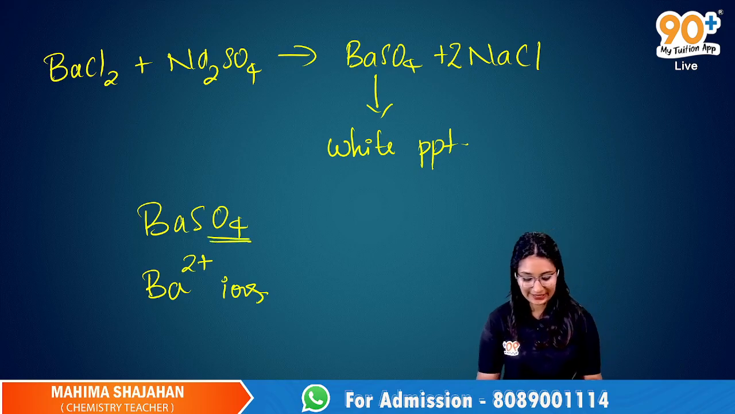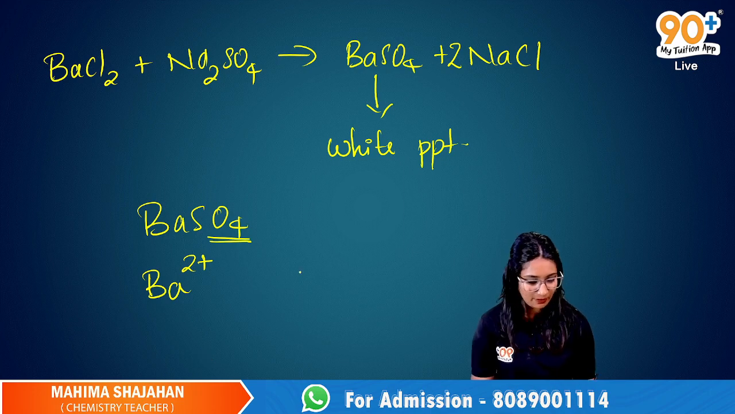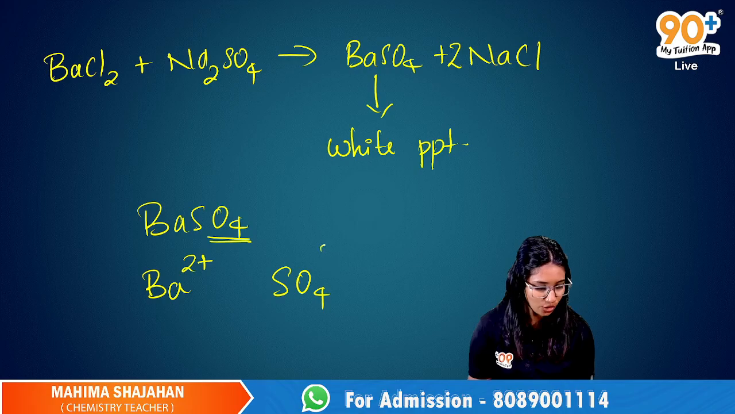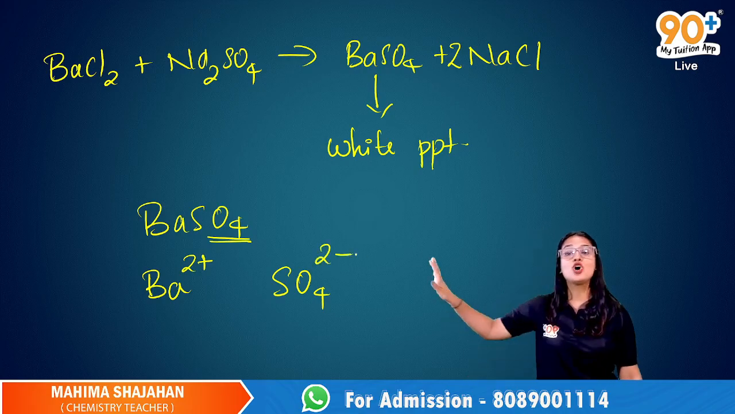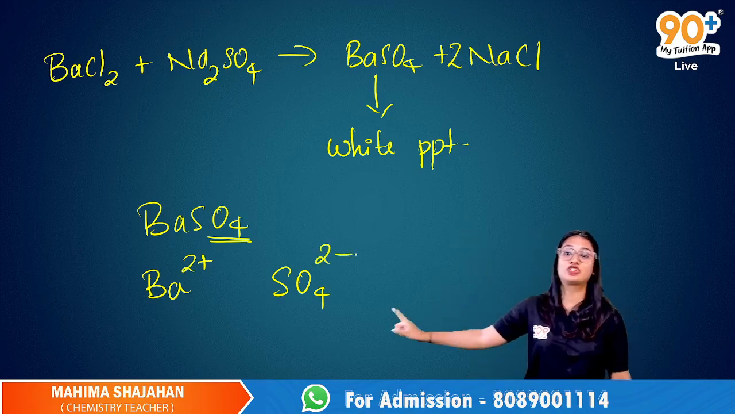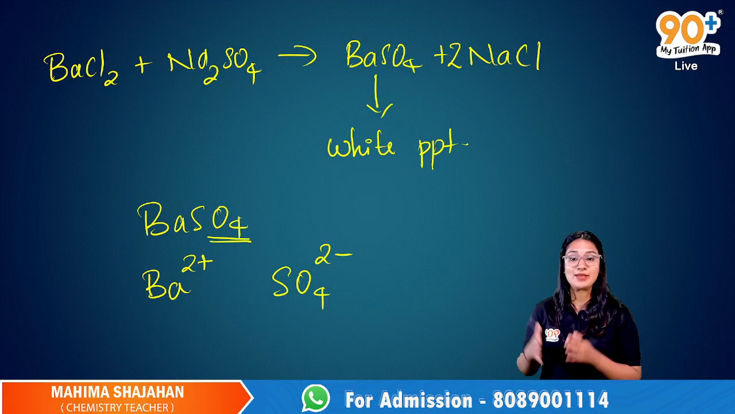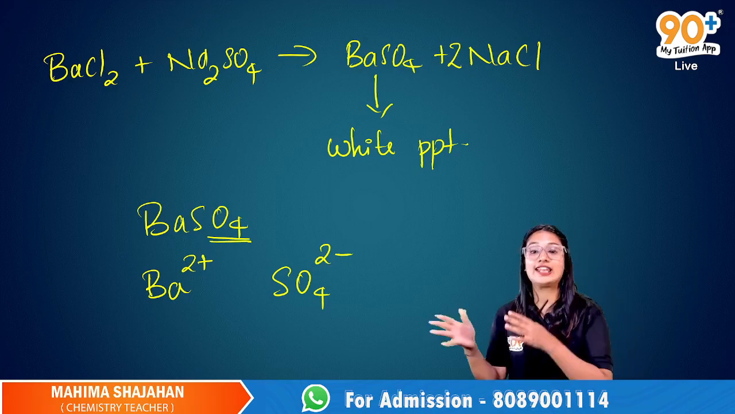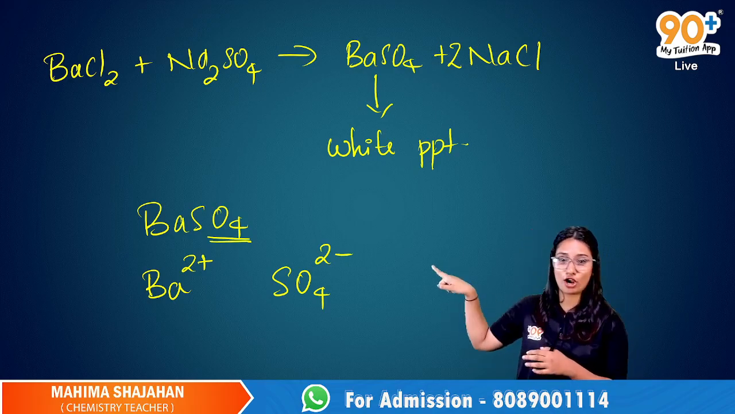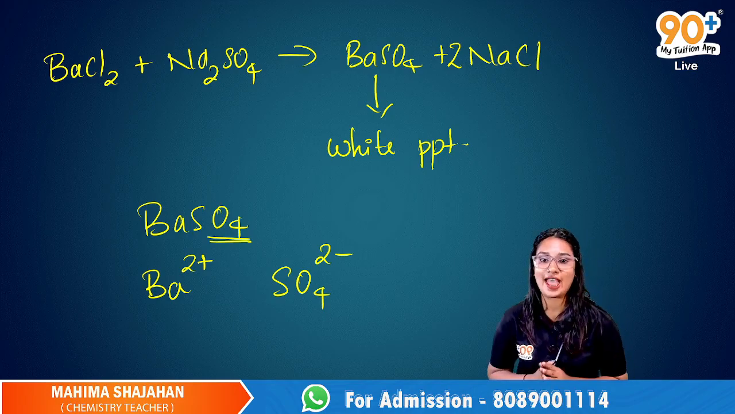How will you represent the sulfate ion? It is represented as SO4 2-. So the ions present in the precipitate are actually Ba2+ and SO4 2-. Ba2+ is the cation, and SO4 2-, since it has got a negative charge, is our anion. That's it.